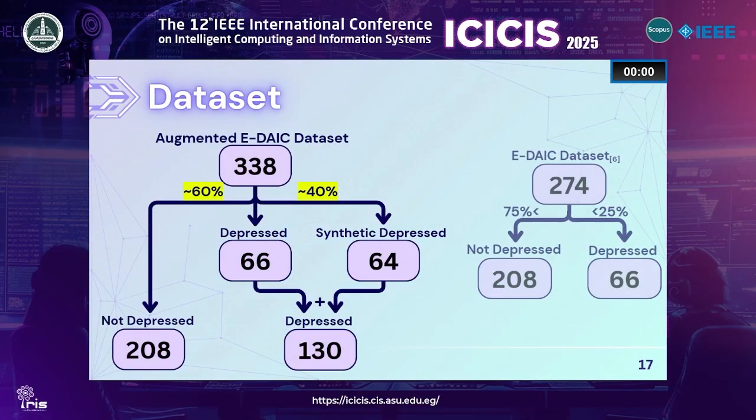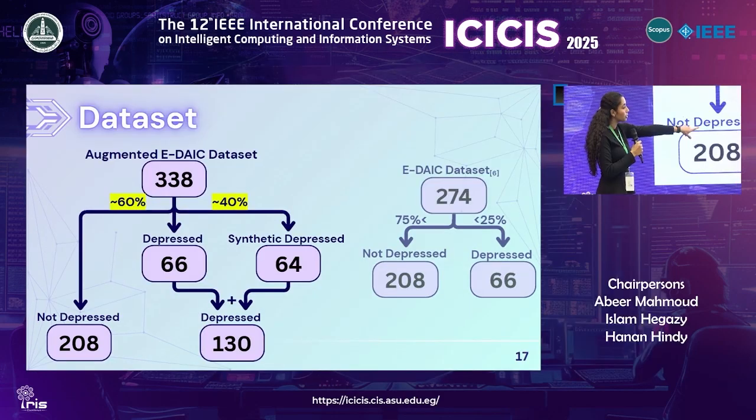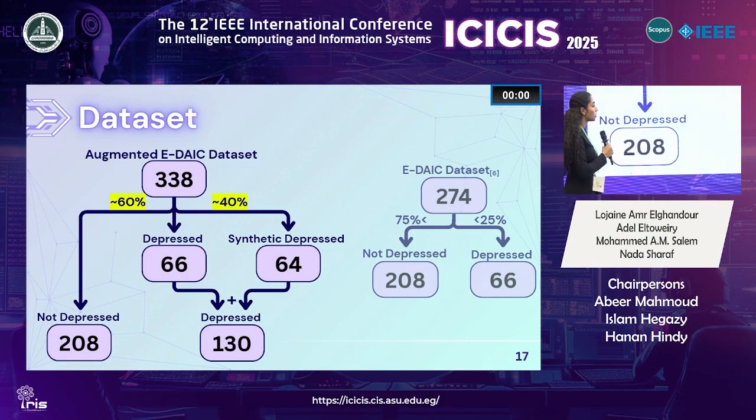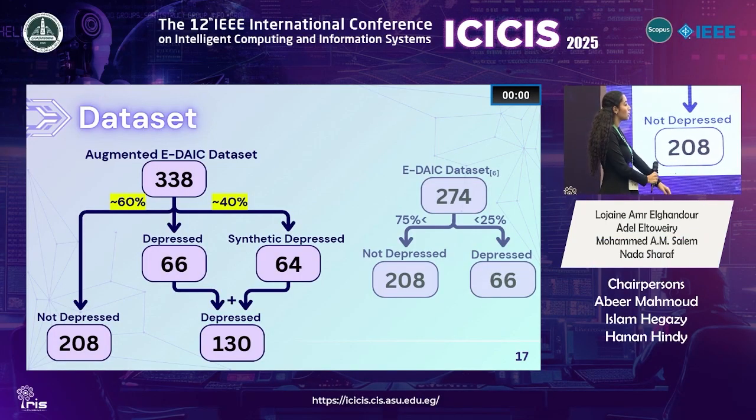Okay, so here the extended DIC dataset, which is the one on the right, has 274 audio files in total, 66 only depressed, and the rest are not depressed. And then I almost doubled the number of the depressed participants when I generated the synthetic speech, which made me have a total of 130 audio files.